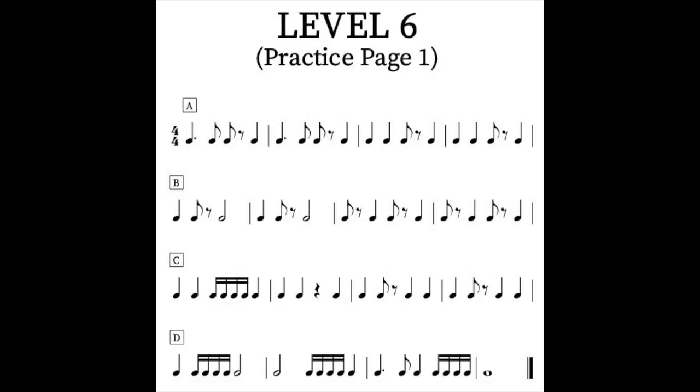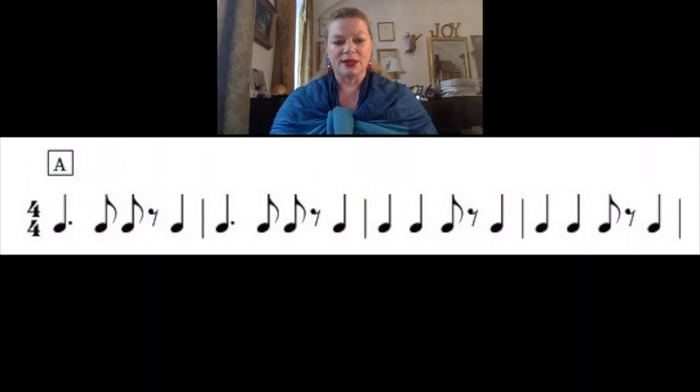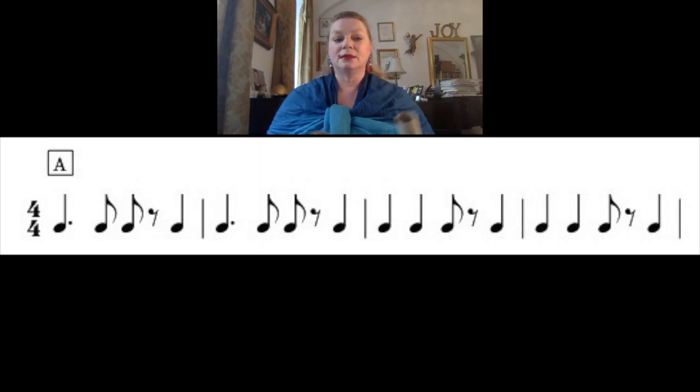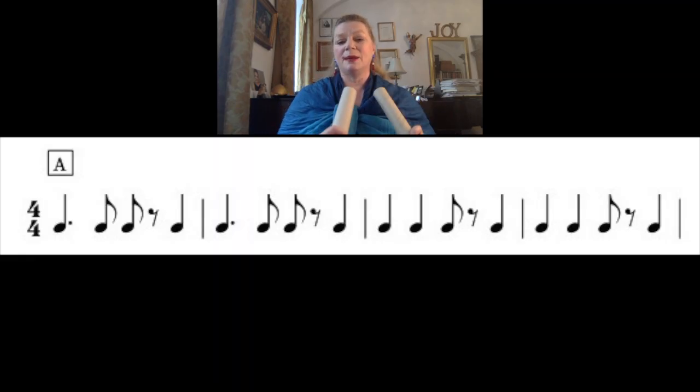Okay? So let's look at practice page 1, line A. Let's just look at that. I'm going to do the first measure, and then I want you to repeat. Then I'll do the second measure, the third measure, and the fourth measure, and I want you to repeat each. You'll notice that the first 2 measures are actually the same, and the last 2 measures of line A are actually the same. So I play, then you play.